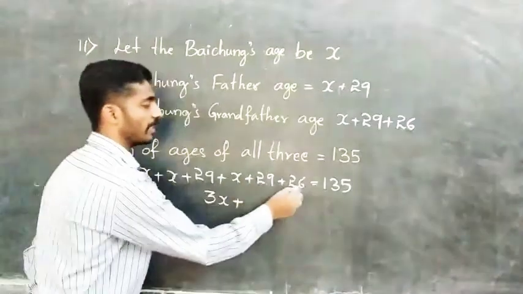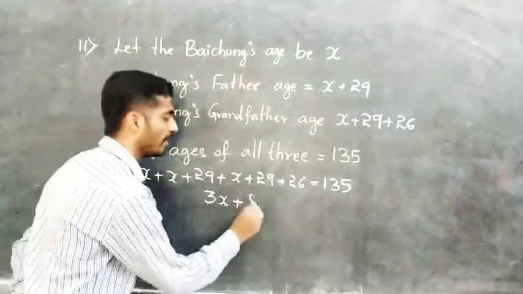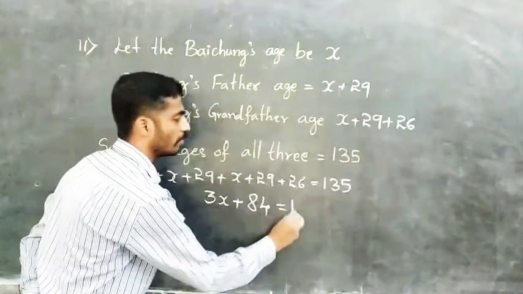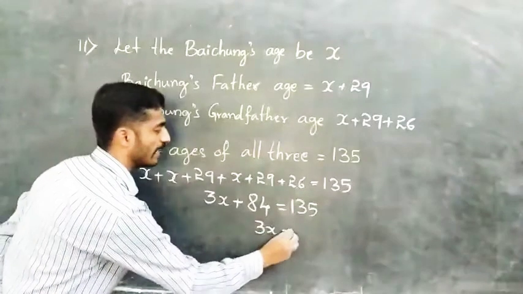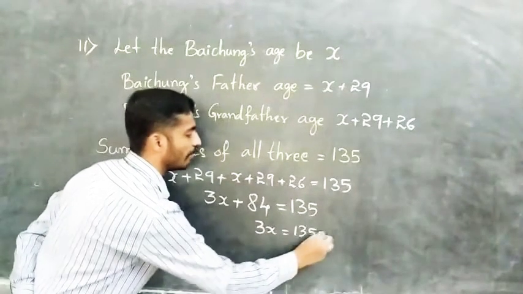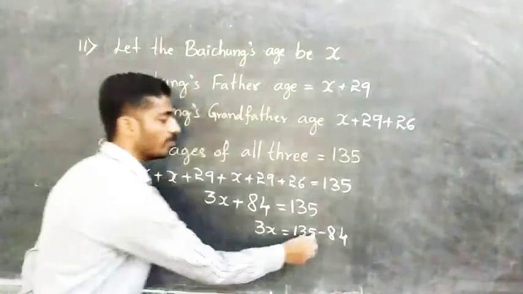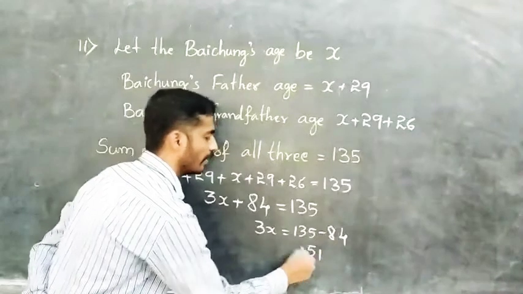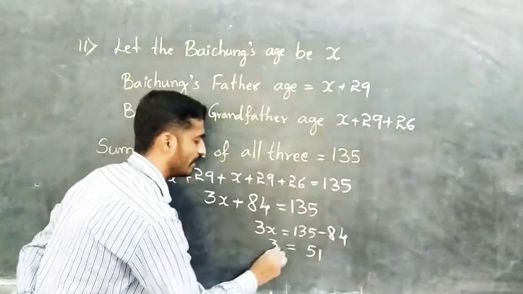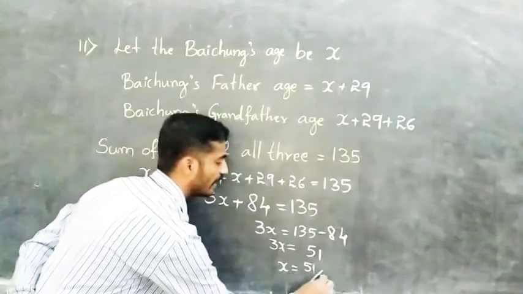58 plus 26, 78 plus 60, 84 equal to 135. So take 84 that side, it becomes 3x equal to 135 minus 84. Okay, make the subtraction. 5 minus 4 it will be 1. 30 minus 8 it will be 51. So here 3x equal to 51.